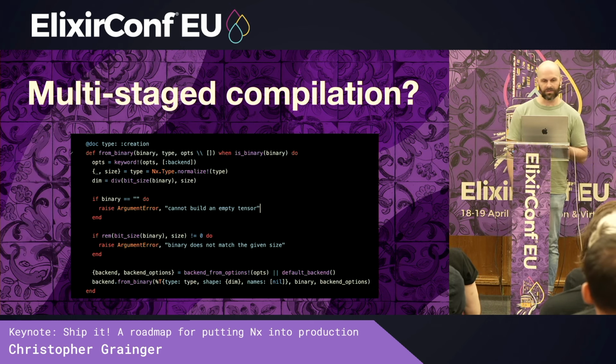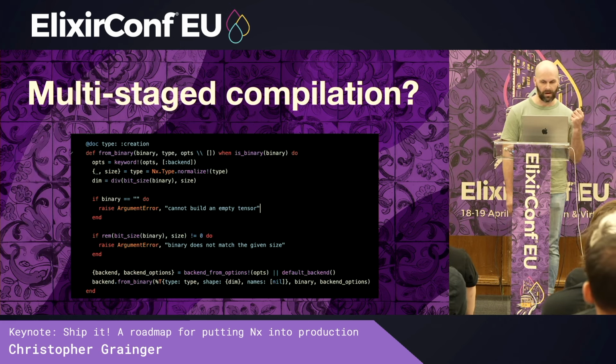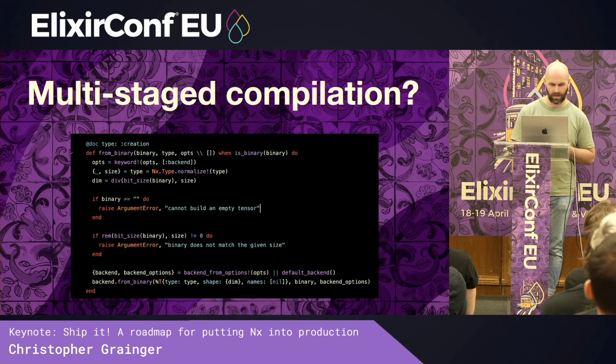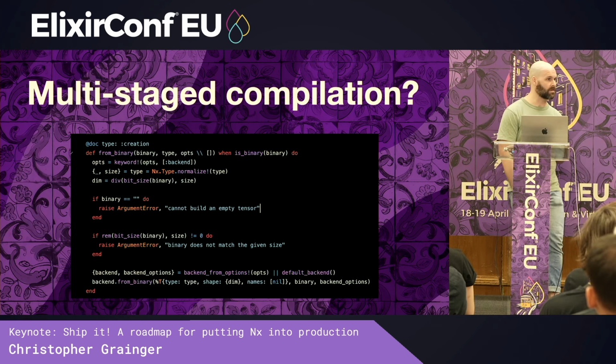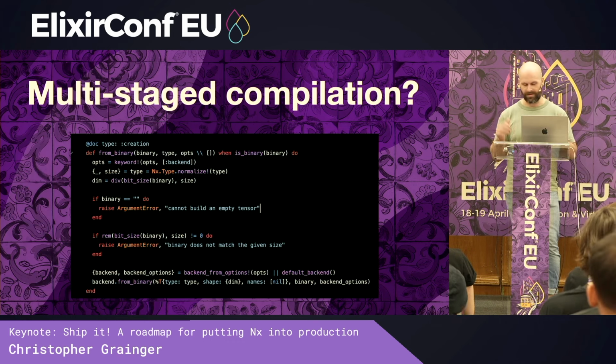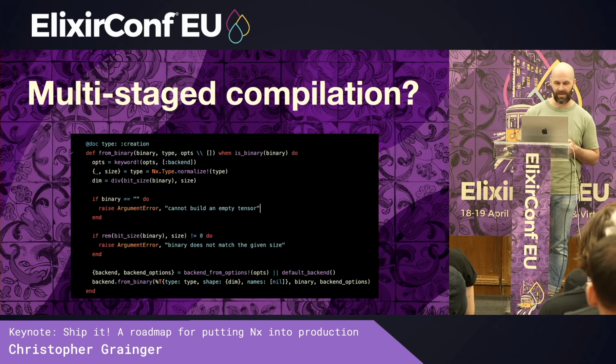What you're seeing is the logic of handling the arguments and then passing it to a backend. Okay, so that's idea one here, the notion of a backend. So NX uses a behavior. Who here is familiar with the behavior in Elixir? Cool, good. I didn't want to have to explain it. So NX backends are implemented as a behavior.